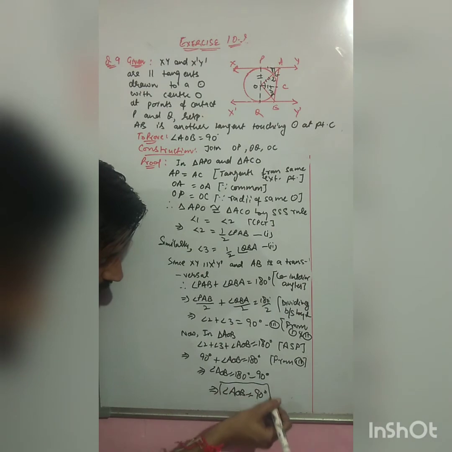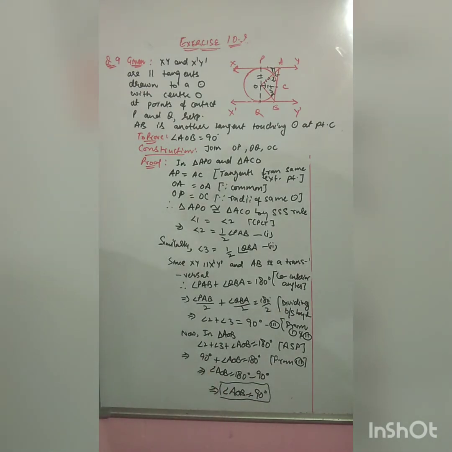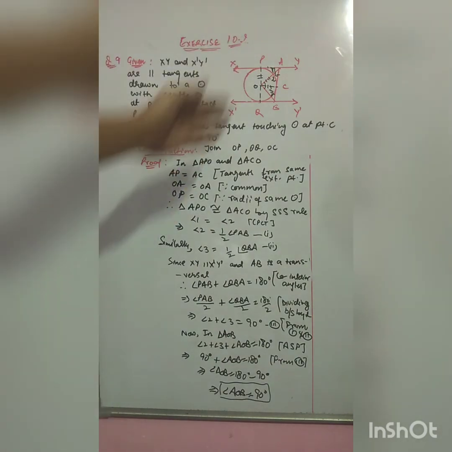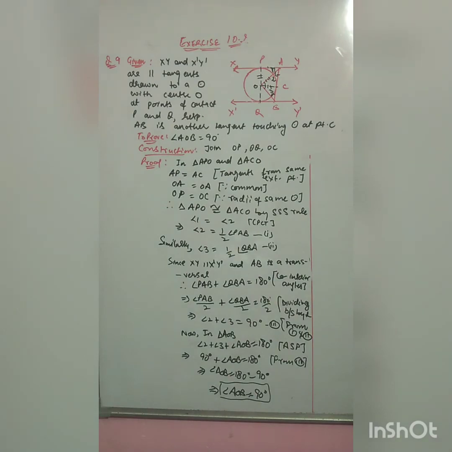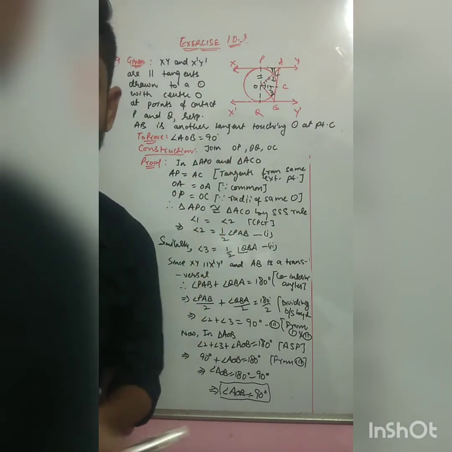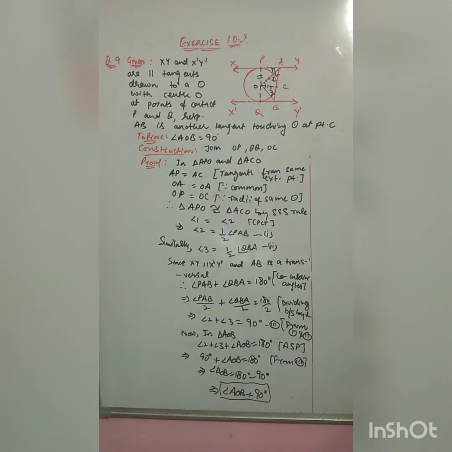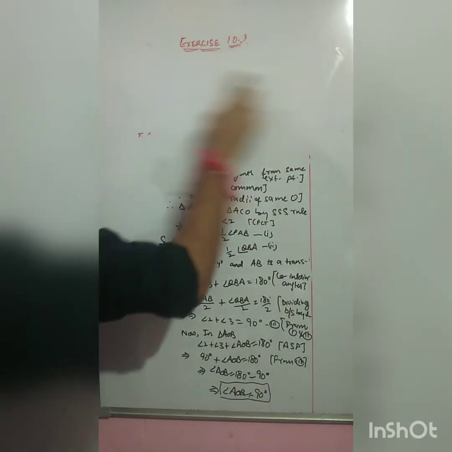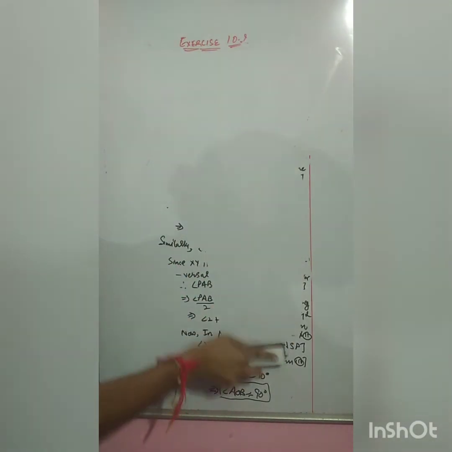So this is the result we need to prove in question number 9, that if XY and X dash Y dash are two parallel tangents to a circle, then prove that angle AOB is 90 where AB is another tangent touching the circle. So dear student, this was question number 9 of exercise 10.2. Now we will proceed towards question number 10. So let's have question number 10 now.